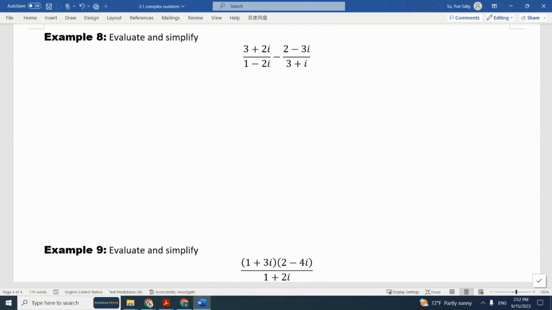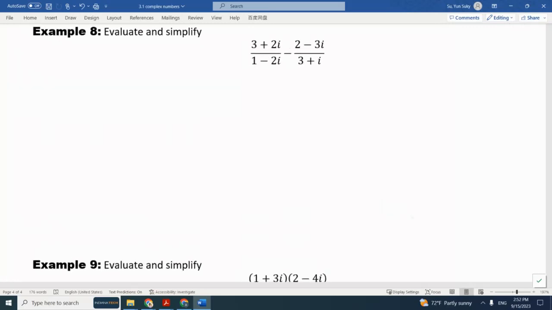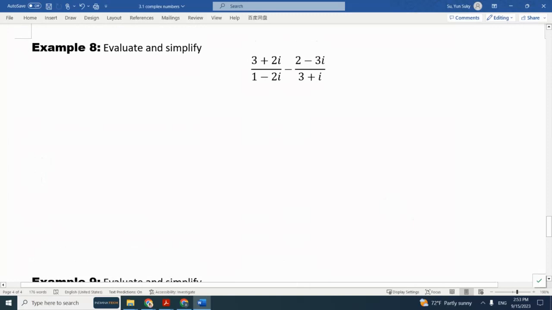We have two fractions, right? First of all, those two fractions, you want to get rid of the i in the denominator. Okay, then you subtract them. So this is a long problem. Okay, so let's take a deep breath and do it. Okay, so 3 plus 2i over 1 minus 2i. How about you guys take turns to answer my question?